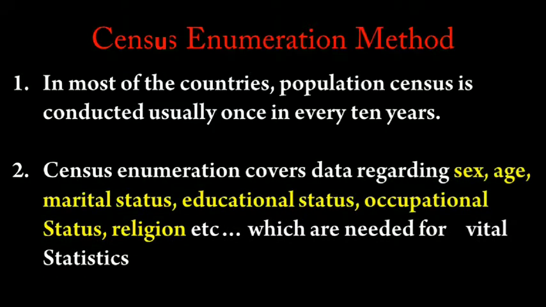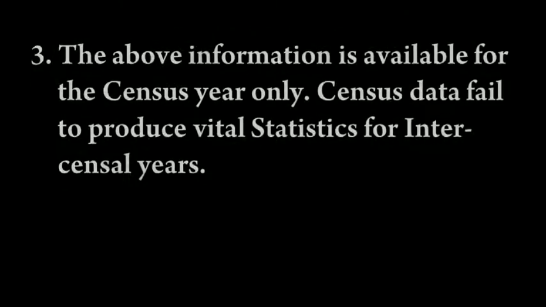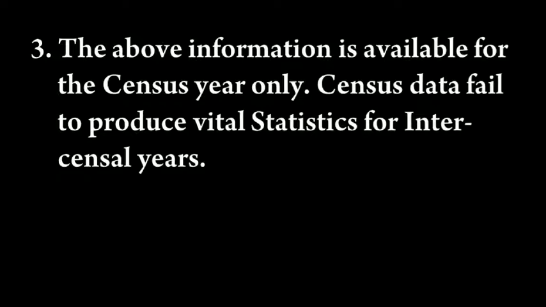Census enumeration covers data regarding sex, age, marital status, educational status, occupational status, religion, etc., which are needed for vital statistics. So, they record all these events in the form of a register. We call it the census register. Once they register in that particular locality, they are going to consolidate that and make one full census record for the entire country. Right? So, the above information is available for the census year only.